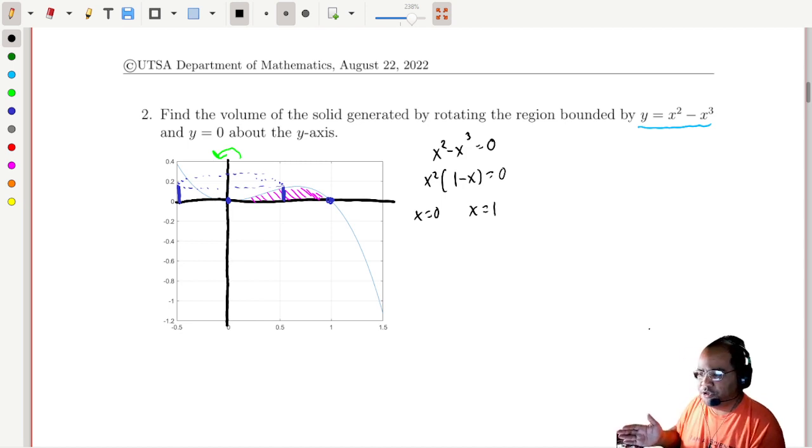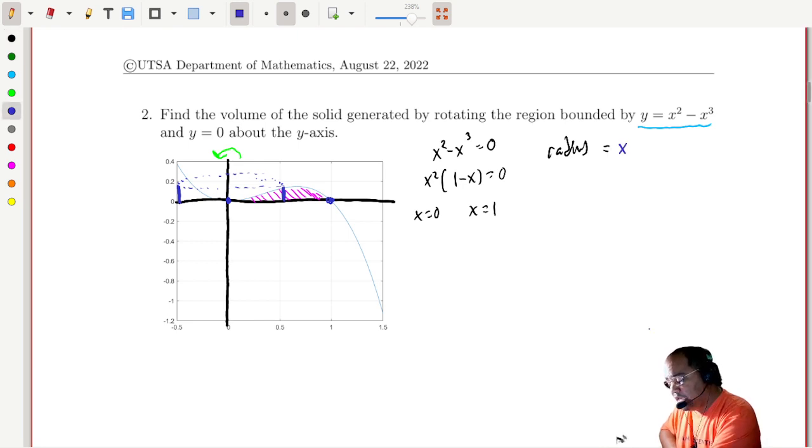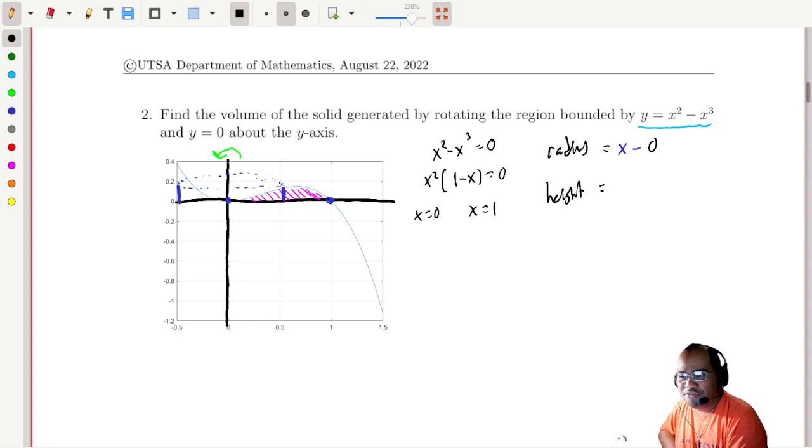So we have our x limits of integration. Now let's also go ahead and fill in what our radius and height would be. Again, the shell radius will be the distance from a strip to the axis of rotation. In this case, we'll be using the right minus left principle. Well, the strip is located at some position x, and the axis of rotation is the line x equals 0. So the radius is just x. And the shell height, well, think about the picture again. Top minus bottom, just area between curves, right? X squared minus x cubed.